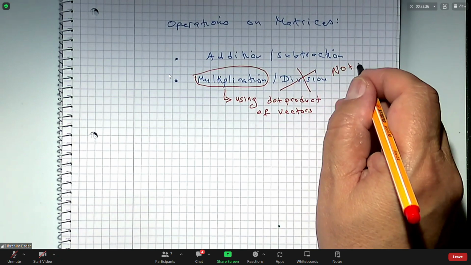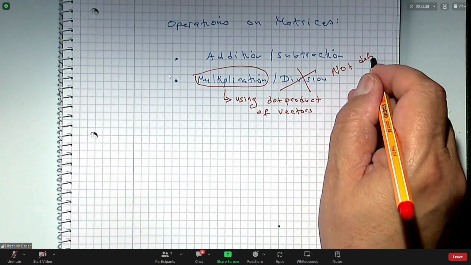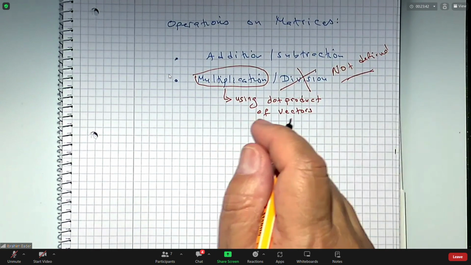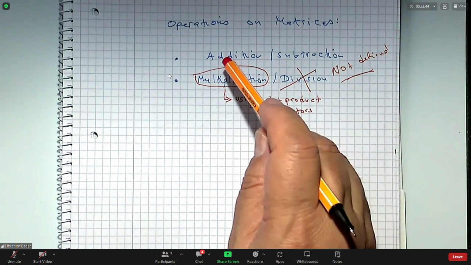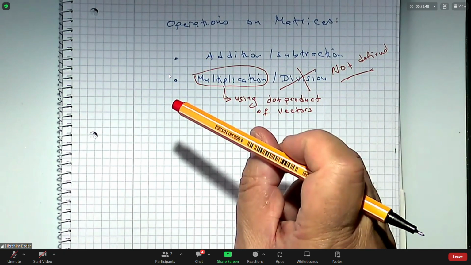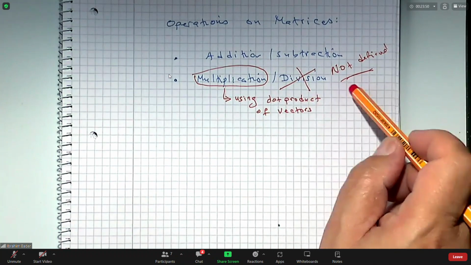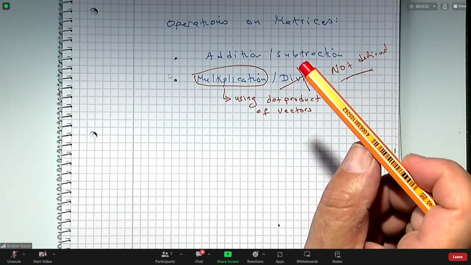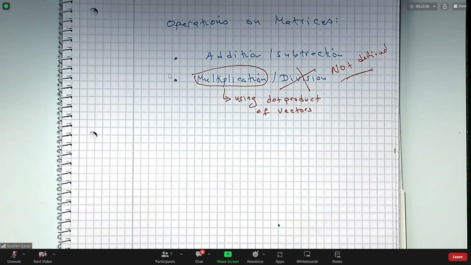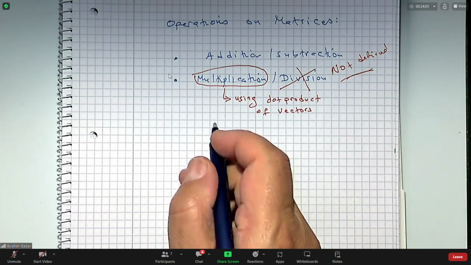But division of matrices is not defined. It doesn't make any sense. There is no division of matrices. So when we talk about matrices, we can talk about addition, subtraction, and multiplication of matrices, but there is no division. However, we can still solve problems involving equations of matrices.